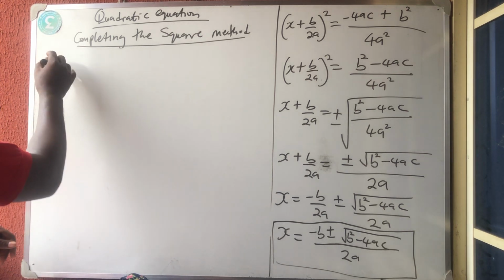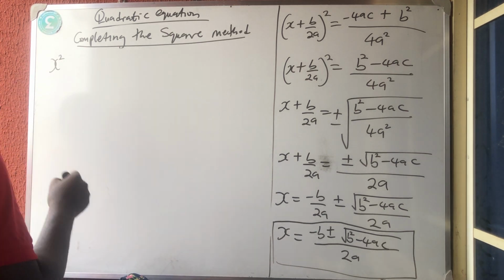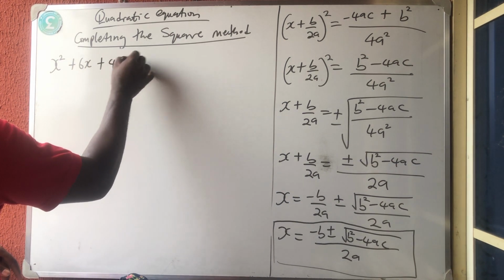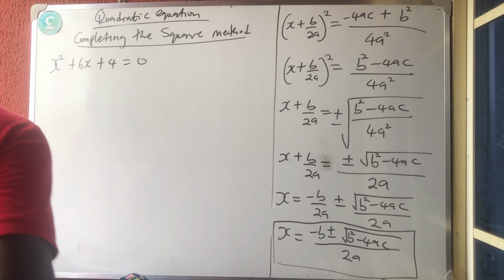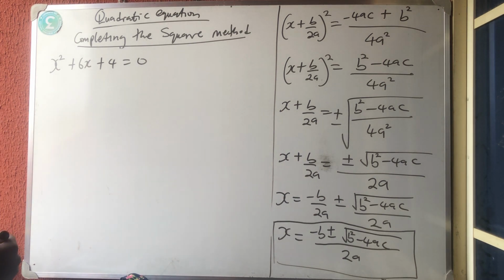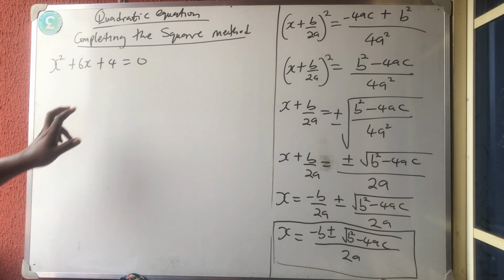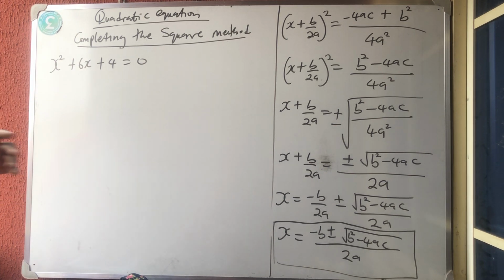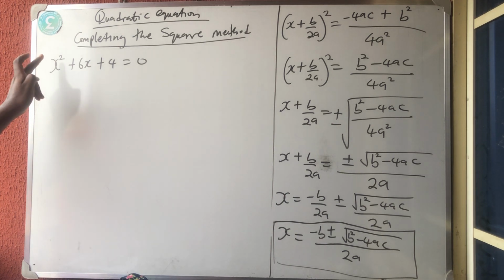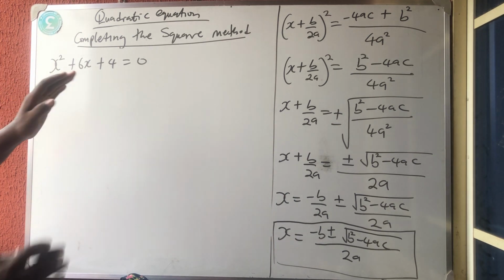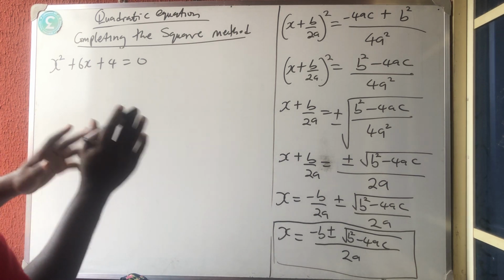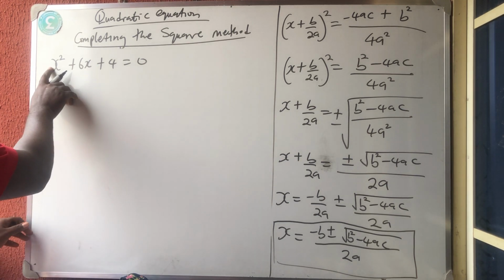Okay, the first question said x squared plus 6x plus 4 is equal to 0. Now, first of all, what is completing the square? Completing the square is simply to find half of the coefficient of x, square it, and add it to both sides. But before you do that, the coefficient of x squared must be 1, and everybody that has x should be on one side. The people that do not have x should be on the other side. Since the coefficient is already 1, no problem.